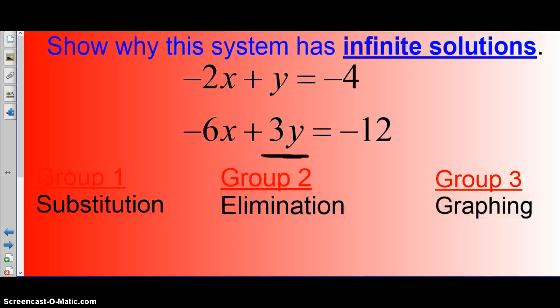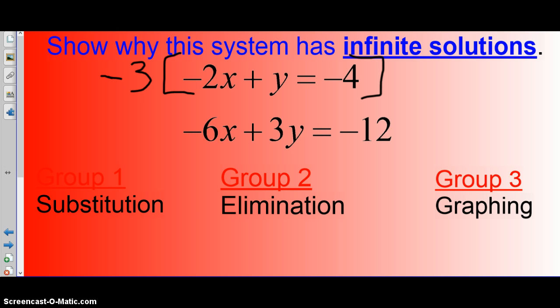An infinite solution. This one is set up not too badly. If you look here, we've got a 3y. I can easily turn it into a negative 3y by multiplying by negative 3 and coming up with a new equation.